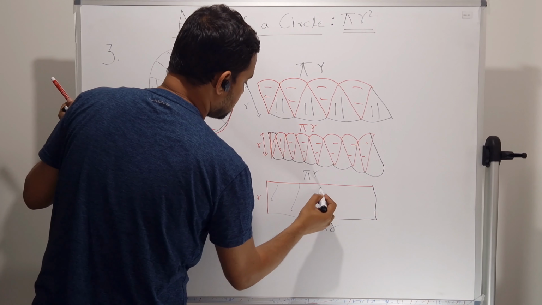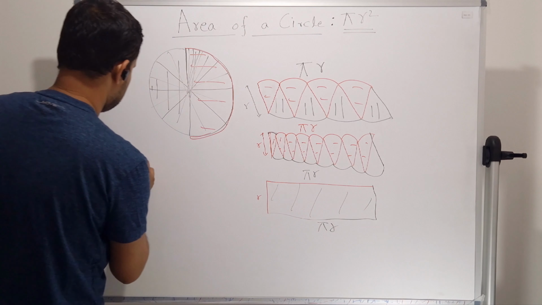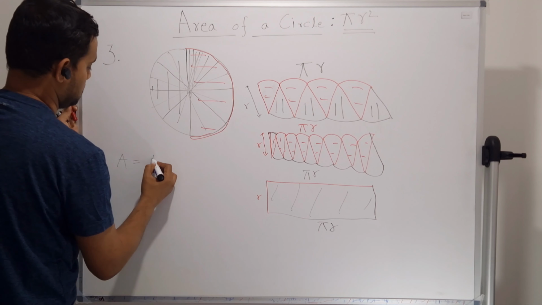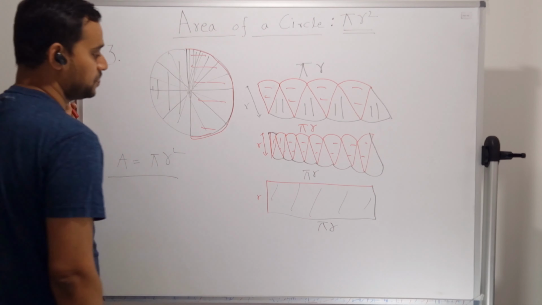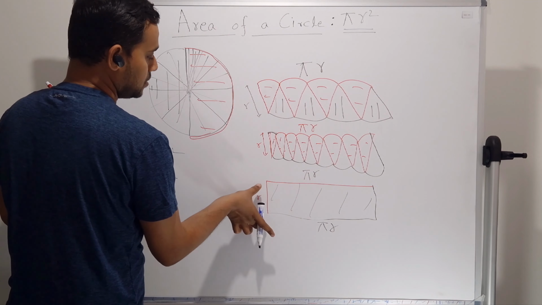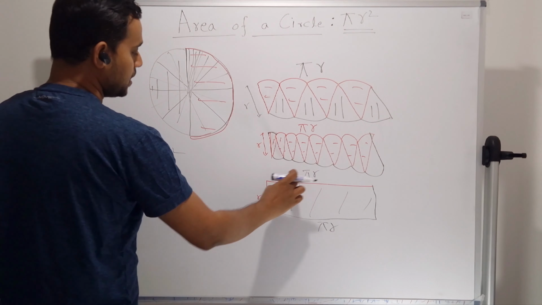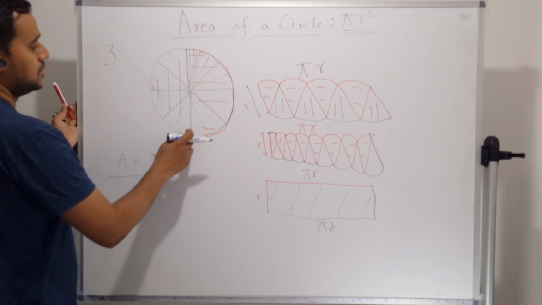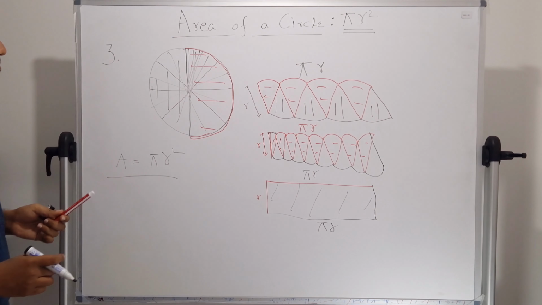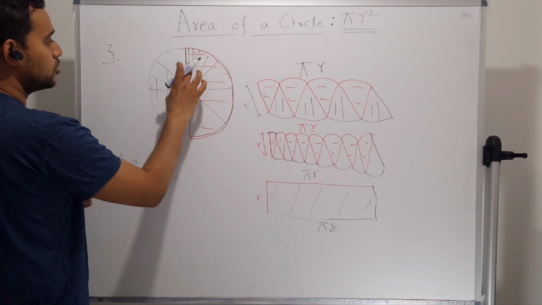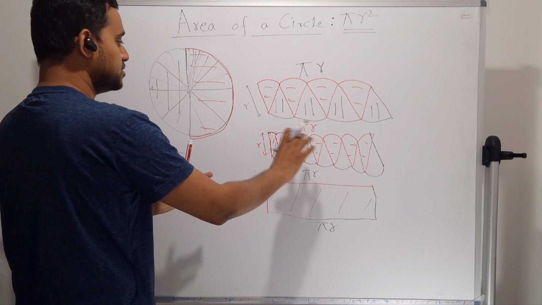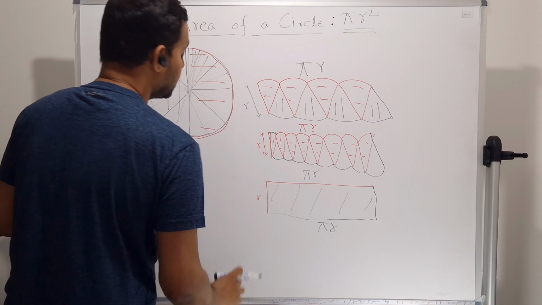The area of this part is pi r square because it's a rectangle now. Pi r length, r width, breadth. So pi r into r, pi r square, which is the same as the area of the circle. So this is a third way where we have broken this circle into many small pieces and rearranged those pieces so that they form a rectangle.